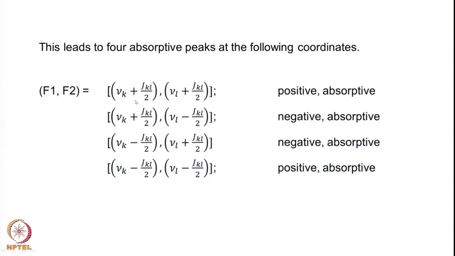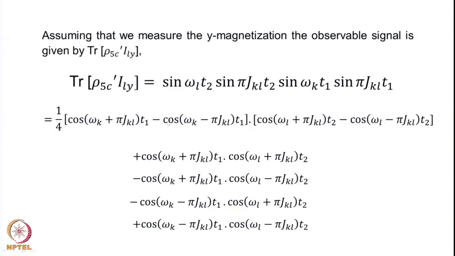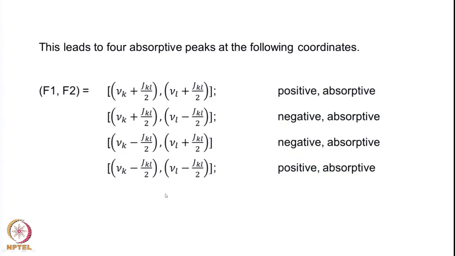So therefore, this is what is indicated here. This leads to 4 absorptive peaks at the following coordinates. Why did we say absorptive? Because you notice here all of them are cosine terms. Since all of them are cosine terms, I get absorptive peaks. And then the signs are as indicated here. This is positive, this is negative, this is negative, and this is positive, and all of them are absorptive peaks.